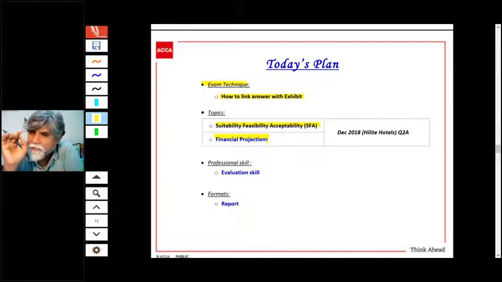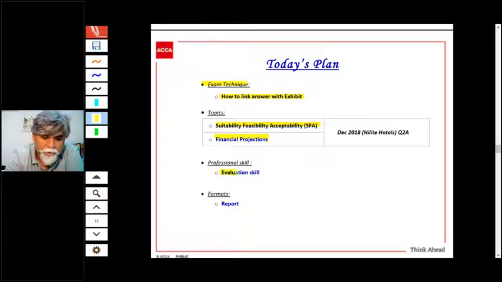SFA is the most important topic of SBL. If someone asks me at 3 o'clock in the night to tell me one important topic in SBL, I would say SFA. Very important. It is asked in every alternative attempt. I think it was not tested in the previous one, so this time it's highly expected. And financial projections, you will see a question in almost every attempt.